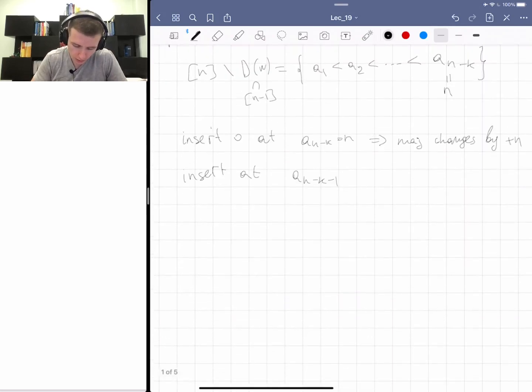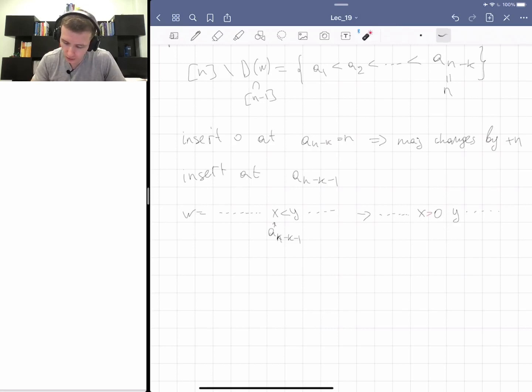And now what happens if I insert at a_{n-k-1}? So again, w is blah blah blah, x, y, blah blah blah, where x is in position a_{n-k-1}, and there is no descent, so x is less than y. Now I transform this into blah blah blah, x, 0, y, blah blah blah. And so I create a descent. There's a descent between x and 0, and there is no descent between 0 and y, and all this because a_{n-k-1} is the rightmost ascent, right?